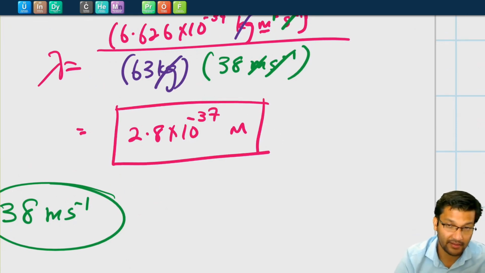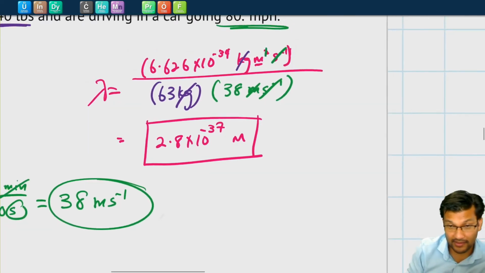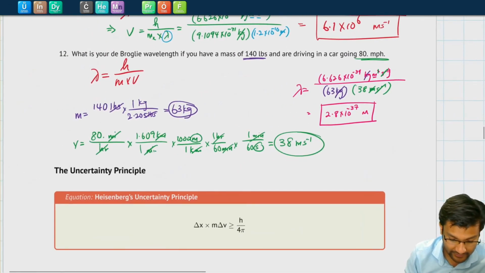So that's your wavelength. It is such a ridiculously small wavelength that it would not be applicable to anything in everyday life at all, because it's so tiny, 10 to the minus 37. But that is your de Broglie wavelength if you're acting as a quantum particle, a wave.